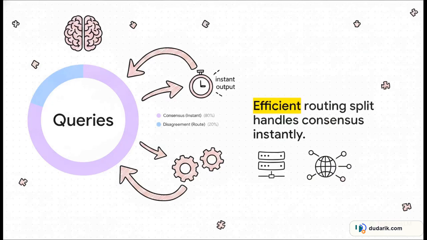When you break down the queries, the sheer efficiency of this routing split is just beautiful. 80% of your queries handle standard consensus with instant output from the primary model. Only the tricky 20% get routed out to the secondary model. And what makes this so powerful is that this is a pure inference-time procedure. I mean, there is no new training data, no fine-tuning, 0 human-labeled annotations. You're just cleverly managing API routing logic to capitalize on genuine sample-to-sample disagreement.